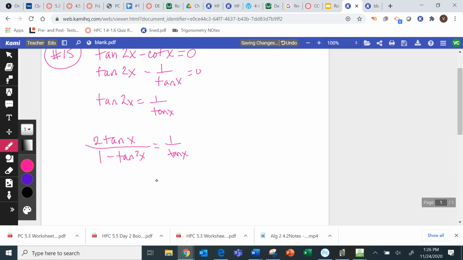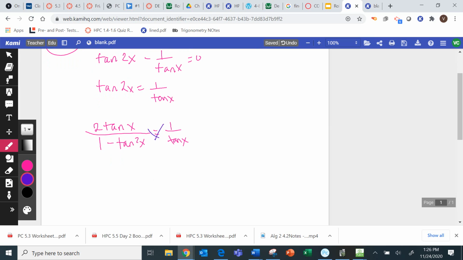Okay. Then I cross multiplied. So I got 2 tangent squared x equals 1 minus tangent squared x. And I was like, oh man, this is so easy. That's what I was saying. It's like, yeah, that was a really easy one.